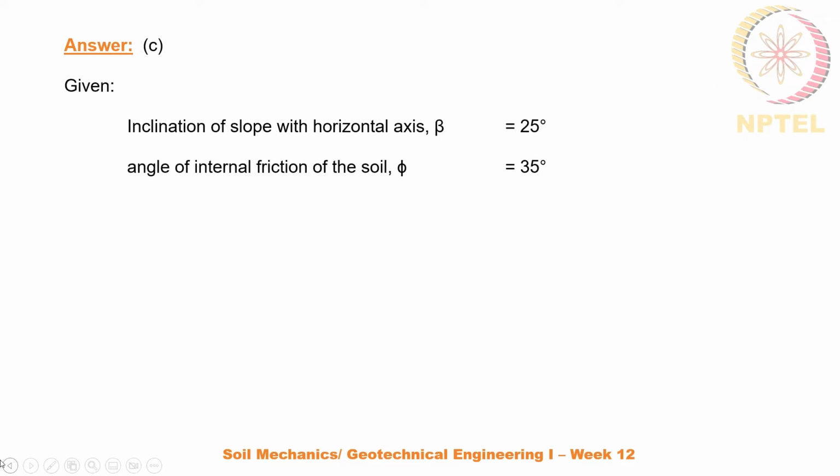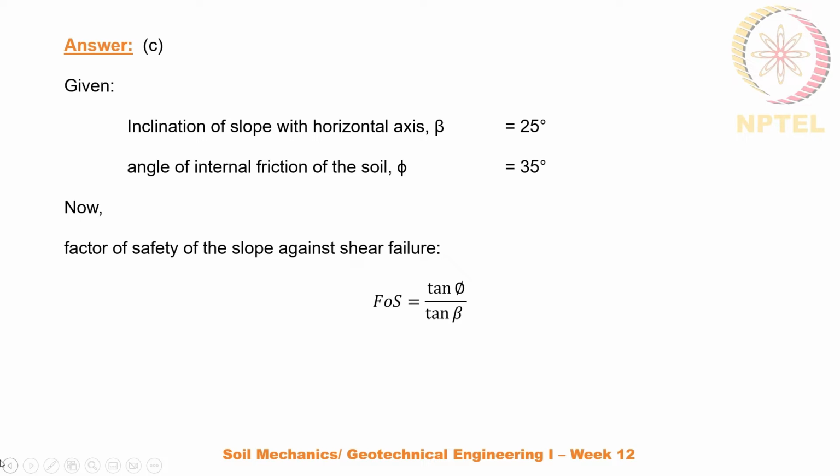So we are given the inclination of slope with horizontal axis beta is equal to 25 degrees. Angle of internal friction of the soil phi is equal to 35 degrees. So from the previous question, we know that factor of safety of the slope against shear failure can be represented by tan phi by tan beta. Substituting the values of phi and beta as 35 and 25 respectively, we have factor of safety of the given slope against shear failure is equal to 1.5, that is option C.